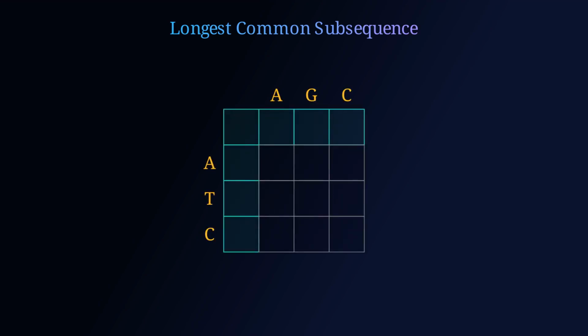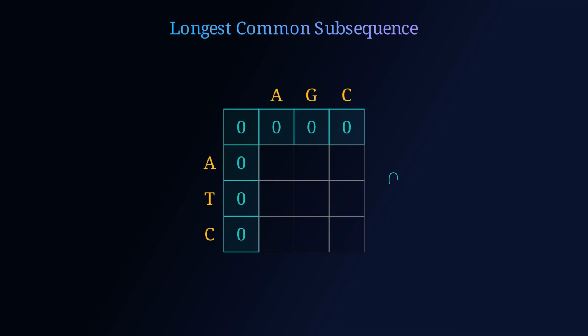We need a foundation to build on, and it comes from empty prefixes. If either word contributes nothing, the longest common subsequence is trivially zero, so the entire top row and the entire left column are filled with zeros before we begin. That border is our launch pad.